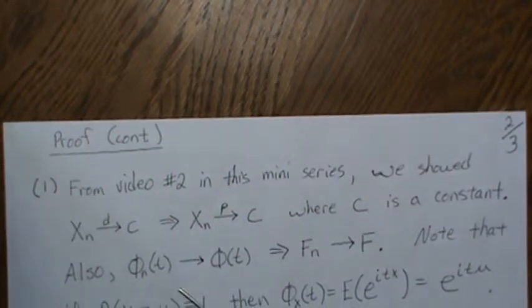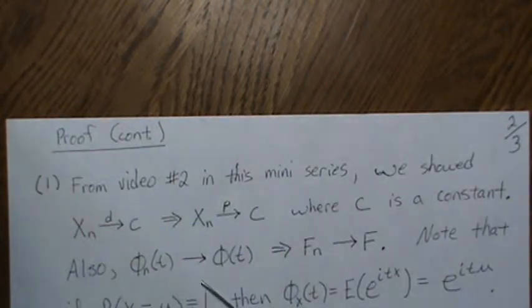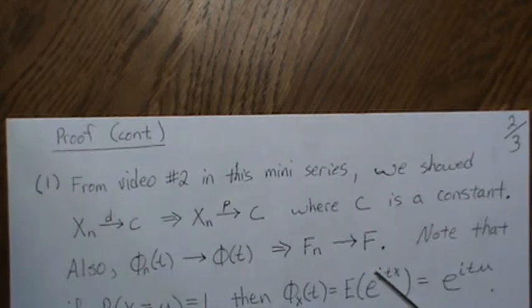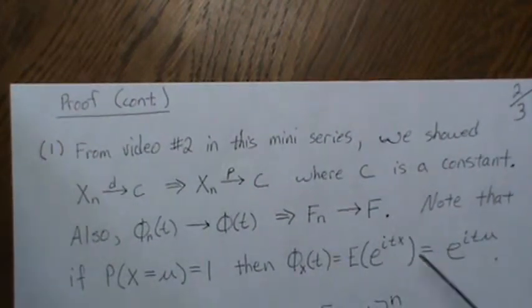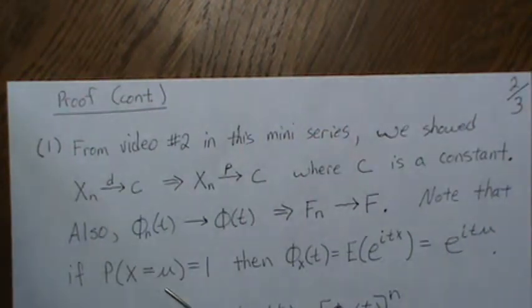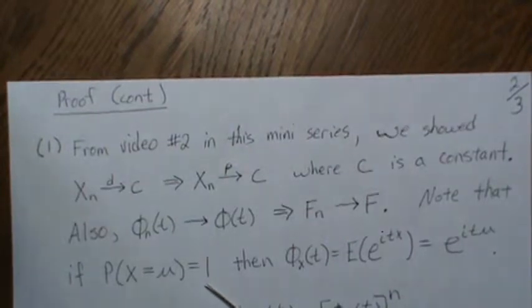Also, Levy's continuity theorem says that if the characteristic functions of our random variable, X bar or whatever, converge to another characteristic function, then that implies that the distribution functions converge. Now let's assume X is a constant, say mu, with probability 1, so it's the only data point.